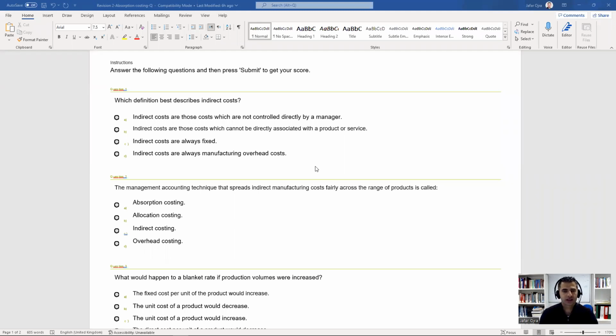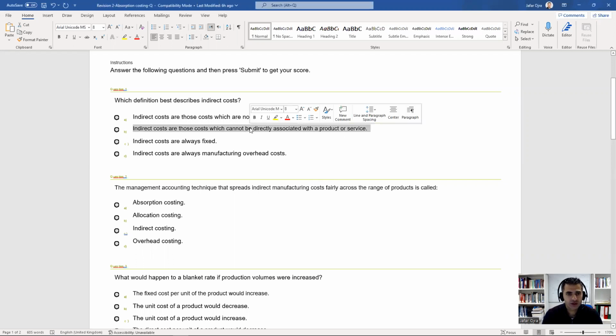Now let's move to some other questions here. Which definition best describes indirect costs? As I mentioned, indirect costs are those costs which cannot be directly associated with a product or service. So of course, the best one on the options here, I would imagine B. Indirect costs cannot be directly associated with a product or service. So that's called overhead or indirect cost. So the answer is B.